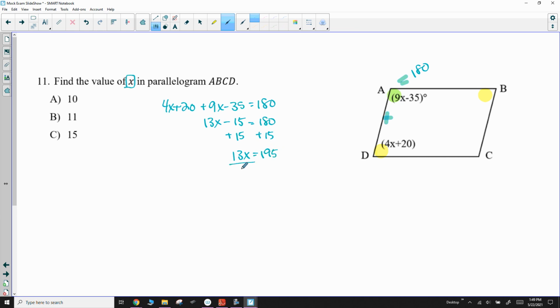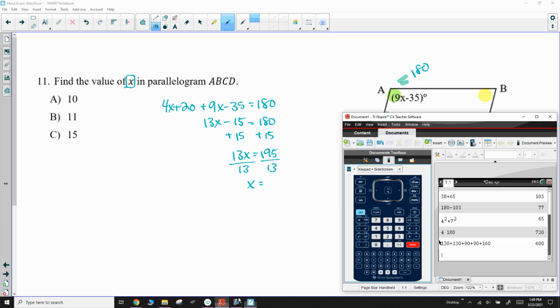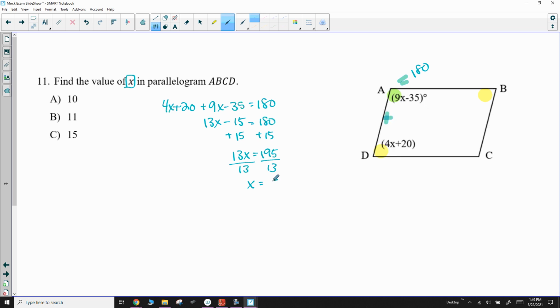195. I'm going to take this to my calculator. 195 divided by 13 is equal to 15. And I just need to verify that I'm just doing x. There it is.